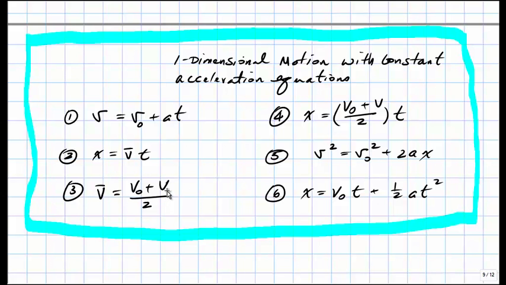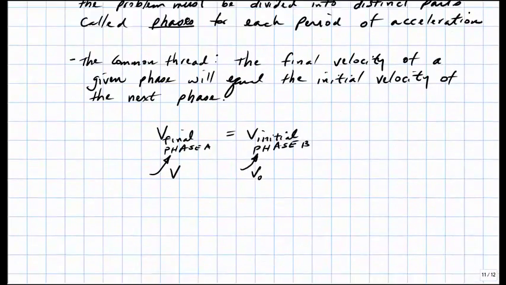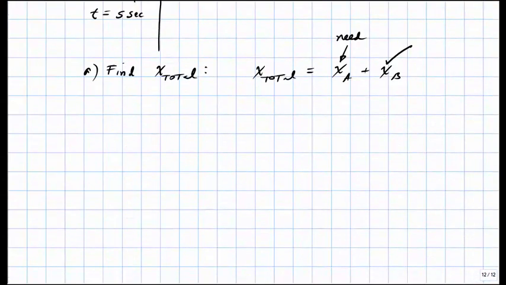This equation does not contain an x. This one does. Let's see if we can use it. Well, we have v0. The problem here is we don't know the final velocity in phase A. How about this equation? Again, same problem. We don't know the final velocity in phase A. Let's see equation number 6. It reads x equals v0t plus 1/2 at squared. We have v0, we have the time, and we also have the acceleration. This is the equation we're going to use.